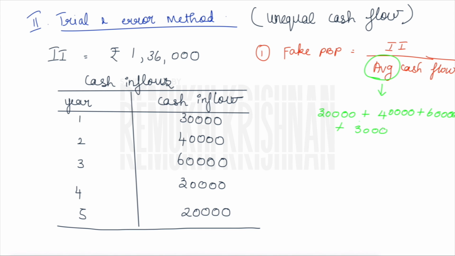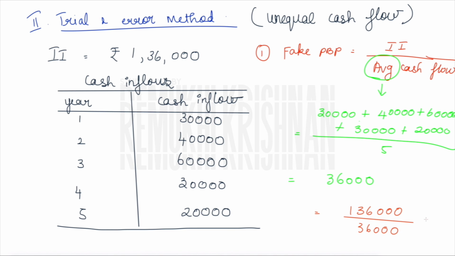So this will be providing me with my average cash inflows. Now I'm just substituting the formula. So my payback period is nothing but 3.78 years.